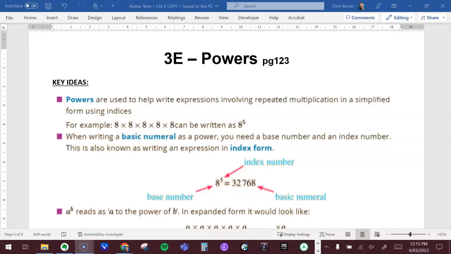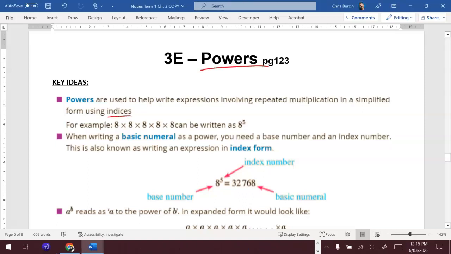Okay, we're talking about powers, and when we talk about powers, we're talking about indices. Powers are used to help write expressions, which is kind of a mathematical sentence involving repeated multiplication of the same number in a simplified form. So if you had 8 times 8 times 8 times 8 times 8, that takes up a lot of space and it can kind of look confusing.